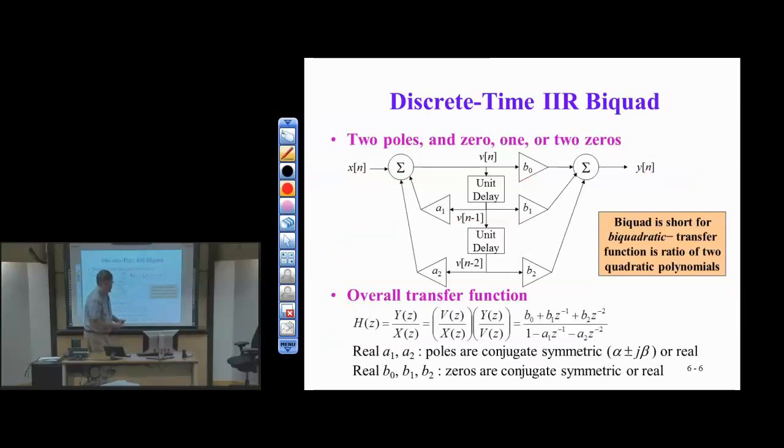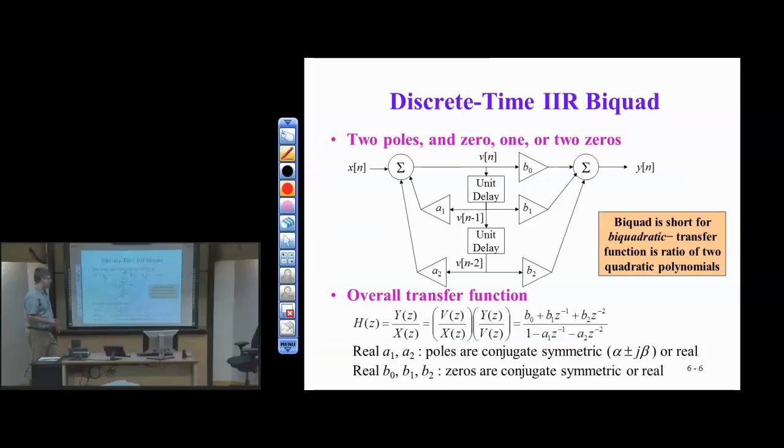All right, so let's talk about the discrete time biquad. Now we can generalize the biquad here to have 2 non-trivial zeros in addition to 2 non-trivial poles. So here we're going to let the biquad have 2 poles and 0, 1, or 2 non-trivial zeros. Okay, so here is one of many possible block diagrams for a biquad of this form.